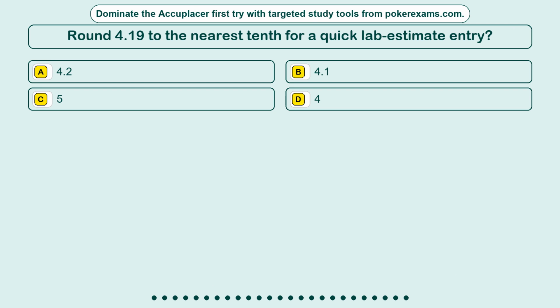Question 3. Round 4.19 to the nearest tenth for a quick lab estimate entry. Option A, 4.2. Option B, 4.1. Option C, 5. Option D, 4.